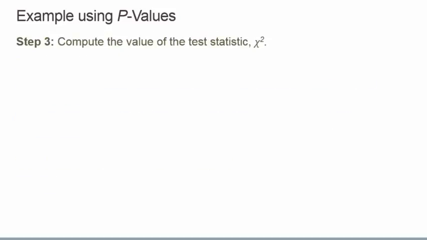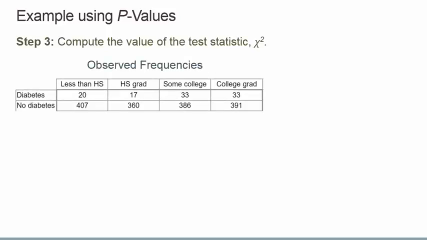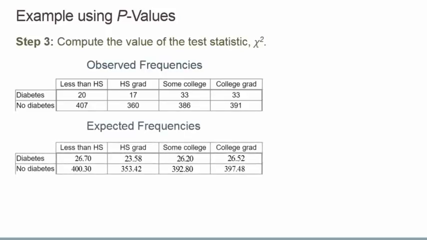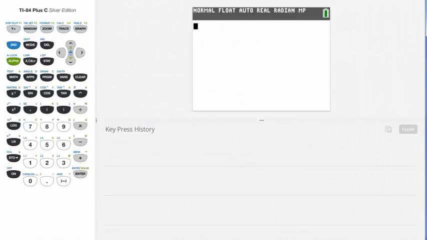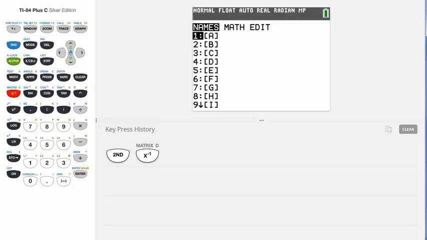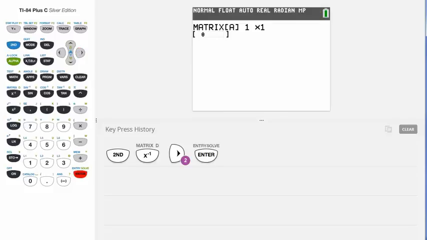Step 3. Compute the value of the test statistic chi-squared. First, we want our table of observed frequencies. Then we need our table of expected frequencies that we just found. Use the matrix function in our calculator. Second, matrix will take us to our matrices. We want to edit our matrices. I'm going to use A for the observed frequencies. Enter. So I have 2 rows and 4 columns.